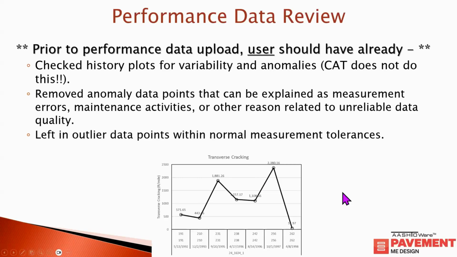Here's an example. So this is transverse cracking. Let's take a look at this. This is going from 1992 through 1998. So we start at 571 feet. We go down to 443 the next year. This could be a reasonable measurement error. Then in the next year or 2 years later, you're jumping up to 1800. Possibly you could have had some extreme cold weather event to initiate that. So yeah, this might still be good.